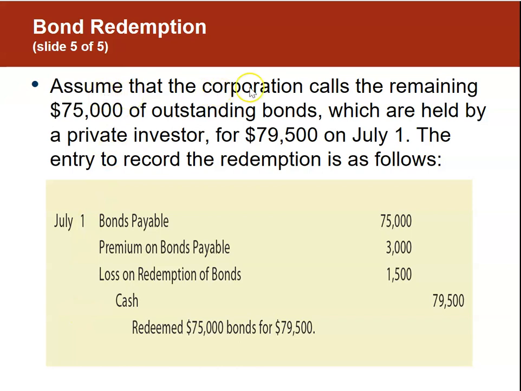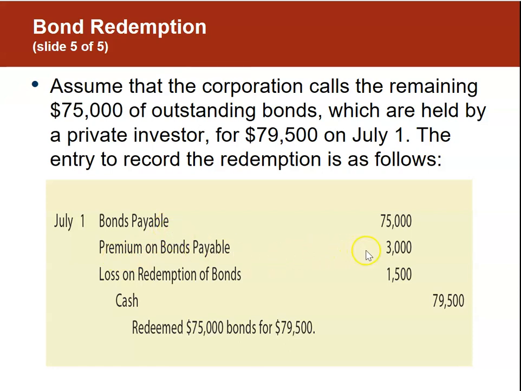It says, assume that the corporation calls the remaining $75,000 of outstanding bonds, which are held by a private investor, for $79,500 on January the 1st. The entry to record the redemption is as follows. Well, we're getting rid of the remaining bonds payable liability of $75,000, so we have to debit bonds payable. We're also getting rid of the unamortized premium on bonds payable of $3,000. Okay, we add this premium as a contra liability to the actual liability.